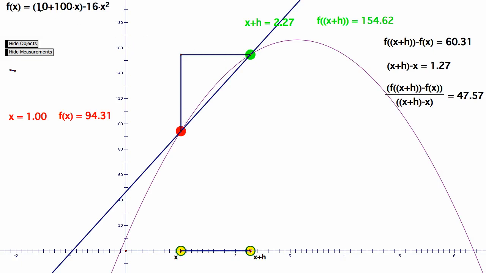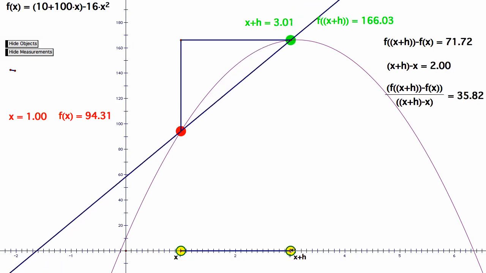Okay, remember this equation is describing an object that's being thrown straight up into the air with an initial velocity of 100 feet from a height of 10. So what this slope represents is the average velocity of this object in between 1 second and let's put it to 3 seconds. Okay, so the average rate of change roughly is 35.82 feet per second.